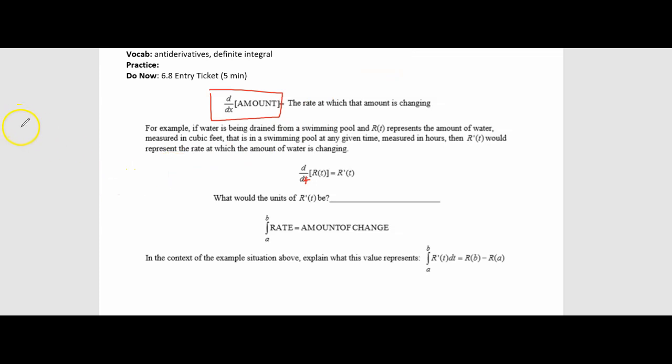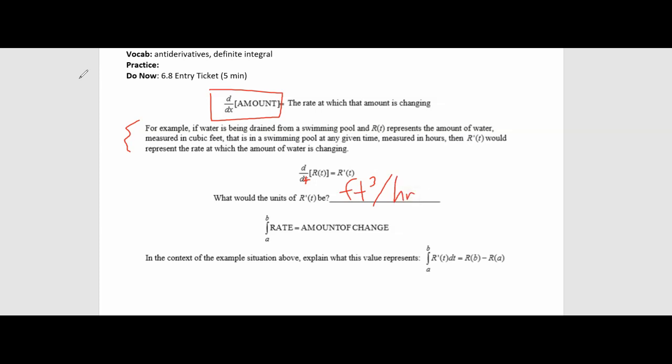The units for R prime of t, right? So look at the units up above here for R of t, and think about how to figure out what the units of R prime of t would be. Well, the units for R of t are cubic feet, which means the units for R prime of t are going to be cubic feet per hour. Cubic feet just being feet cubed per hour.